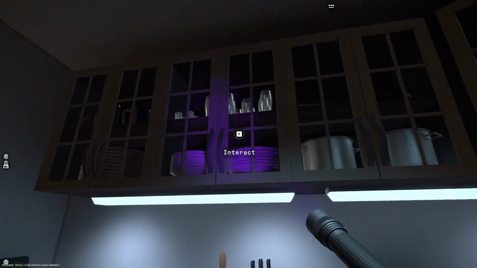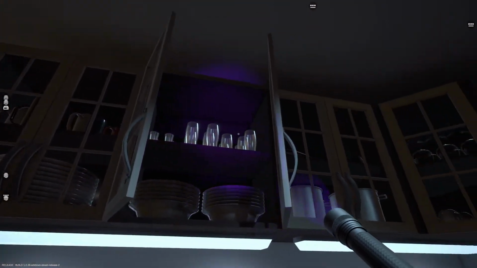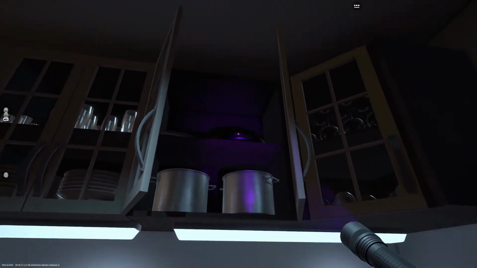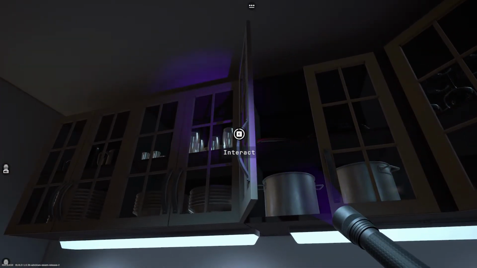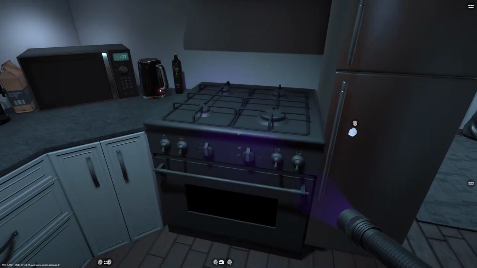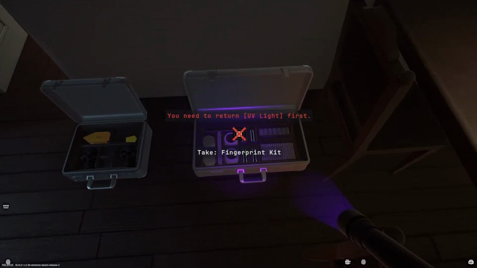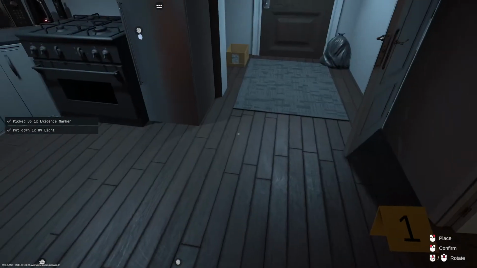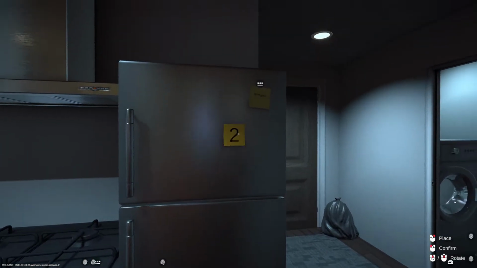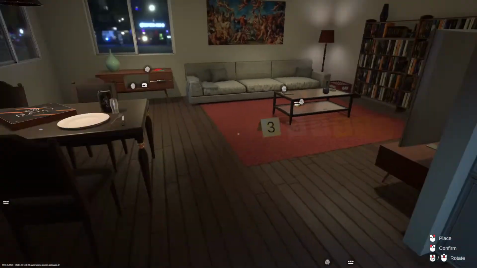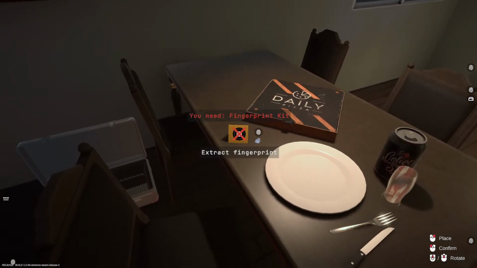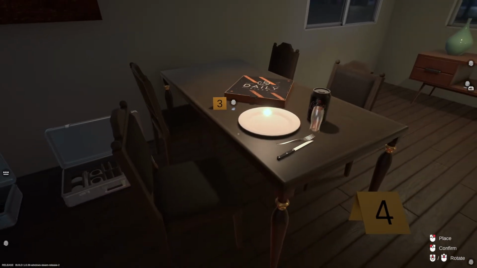Right, let's close some of these. Alrighty, one more cupboard, then we can start putting our evidence markers down. Alright, let's put this away. Get our evidence markers. We'll put one right here. Right here. Got a fingerprint. There we go.